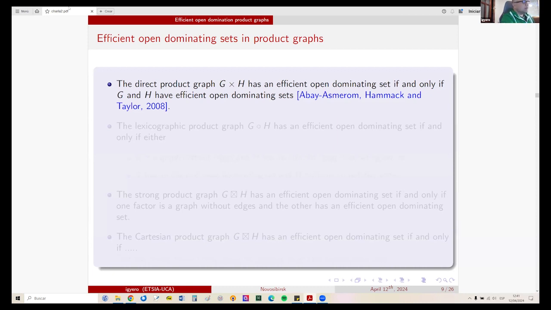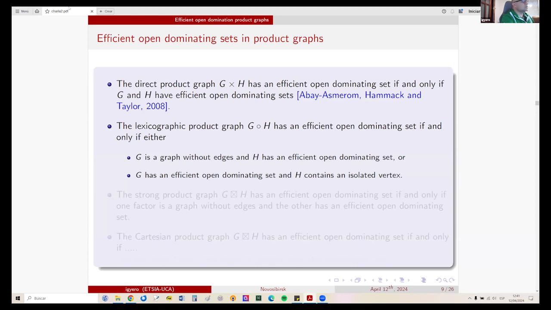So this was already made, and then we consider other cases. For instance, the lexicographic product. The lexicographic product of two graphs G and H has an efficient open dominating set if and only if one of these two situations happens. First, G is a graph without edges, I mean, the graph is empty, and H has an efficient open dominating set.